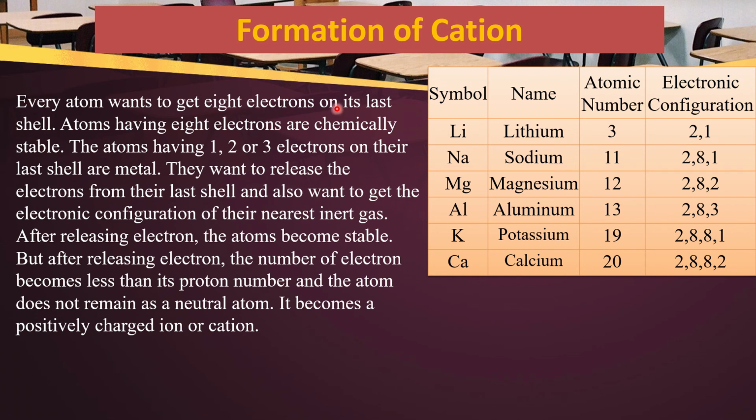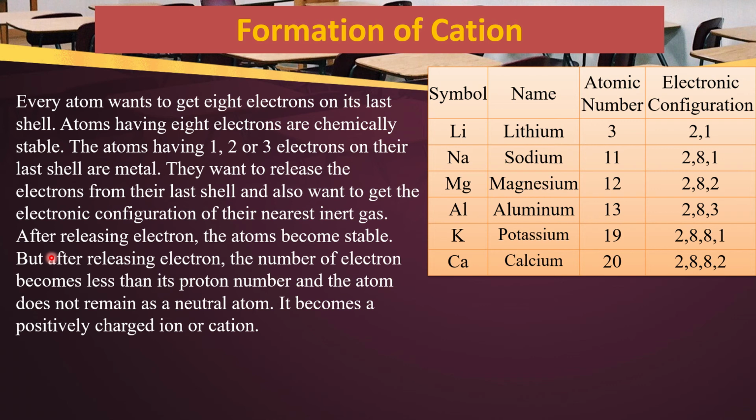Every atom wants to get 8 electrons on its last shell. Atoms having 8 electrons are chemically stable. The atoms having 1, 2 or 3 electrons on their last shell are metal. Already you know this. They want to release the electrons from their last shell and also want to get the electronic configuration of their nearest inert gas. In last class, we had learned this.